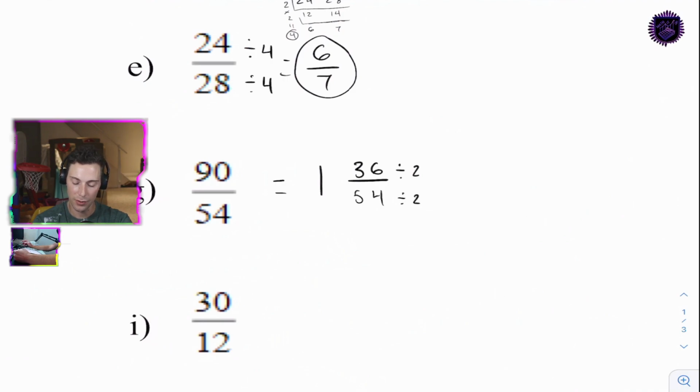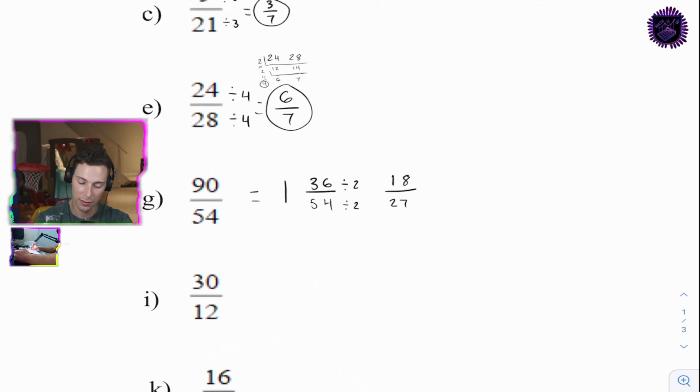36 divided by 2 is going to be 18. 18 over 54 divided by 2 is 27. And now, it's still a common factor. I can see it.